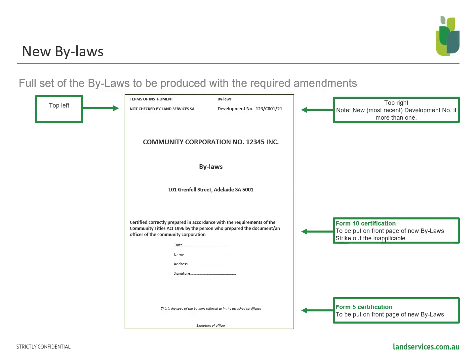The Form 5 certification is to be made by the officer of the corporation that is making the application and is certifying that they personally have validated the entirety of the new bylaws are correct and in accordance with the changes voted on. The new bylaws must be prepared in accordance with the Registrar General's requirements, including headings and a comprehensive index, and include the mandatory matters set out in Section 34(2) of the Community Titles Act 1996.